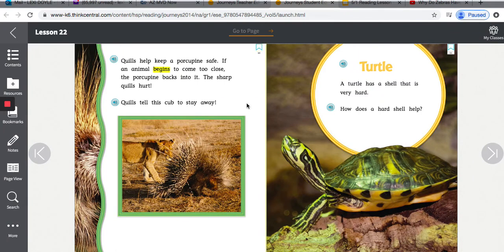Quills help keep a porcupine safe. If an animal begins to come too close, the porcupine backs into it. The sharp quills hurt. Quills tell this cub to stay away.